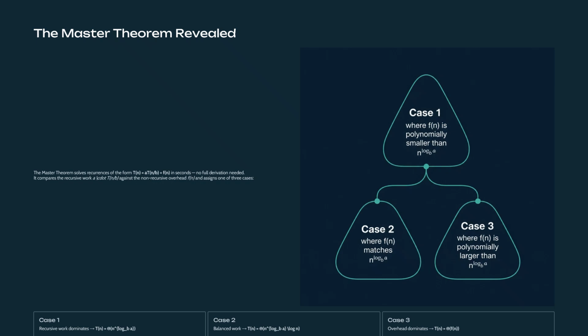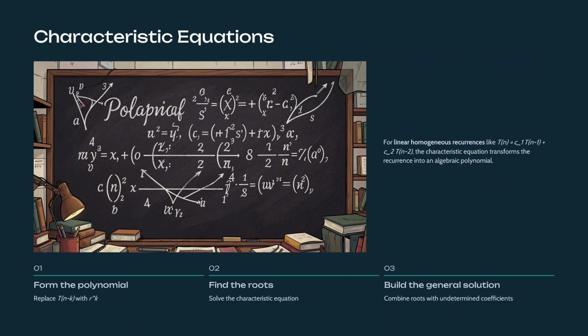The master theorem saves enormous time because it avoids lengthy mathematical derivations. However, remember that it only works for recurrence relations matching its standard format. Title: Characteristic Equations. Some recurrence relations cannot be solved using the master theorem.